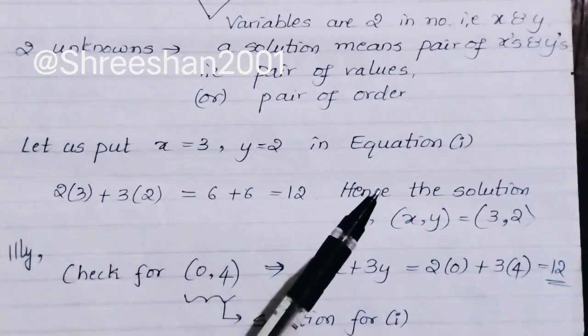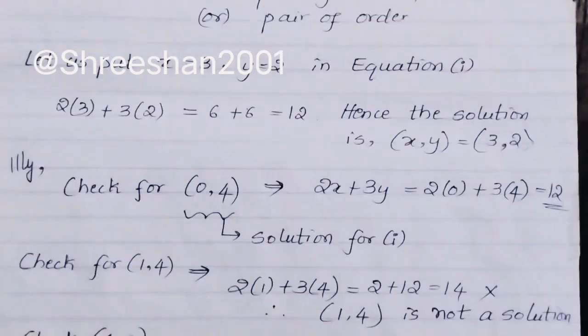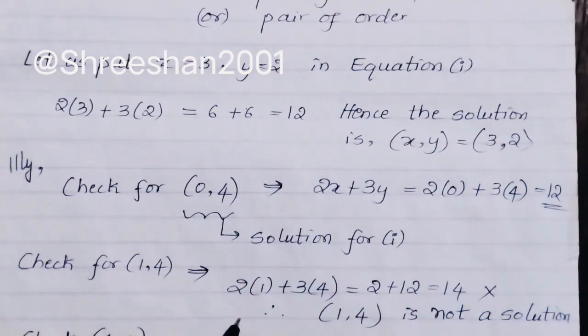Now 3 comma 2 was also a solution, and 0 comma 4 is also a solution now, right? So let us check for another value. Let us take x value as 1 and y value the same, 4. Again 2x plus 3y, the LHS part. Substitute x as 1, y as 4. So 2 of 1 is 2 plus 3 of 4 is 12. So 2 plus 12 is 14. Is this equal to the RHS? No, right? So this is not a solution. So 1 comma 4 is not a solution.